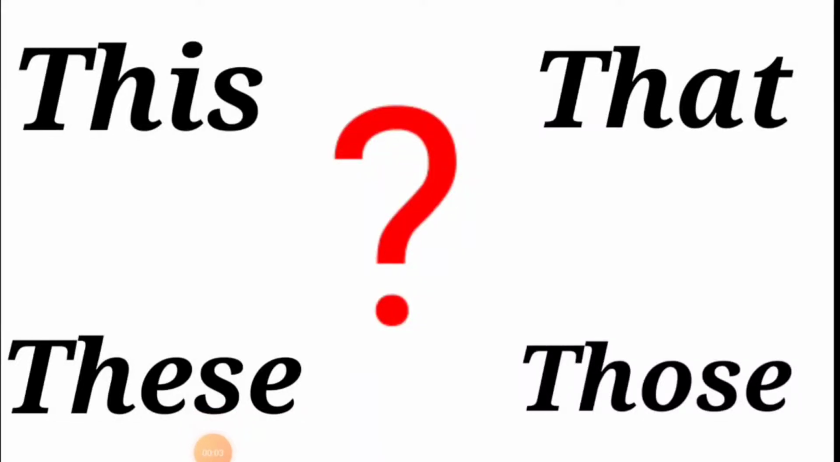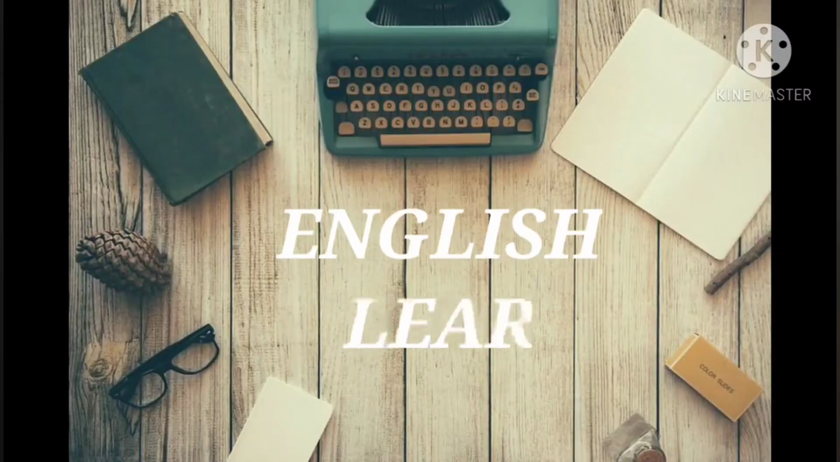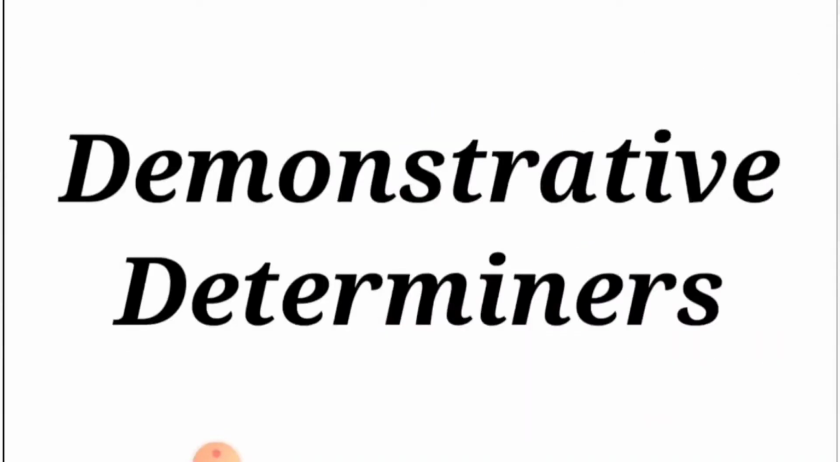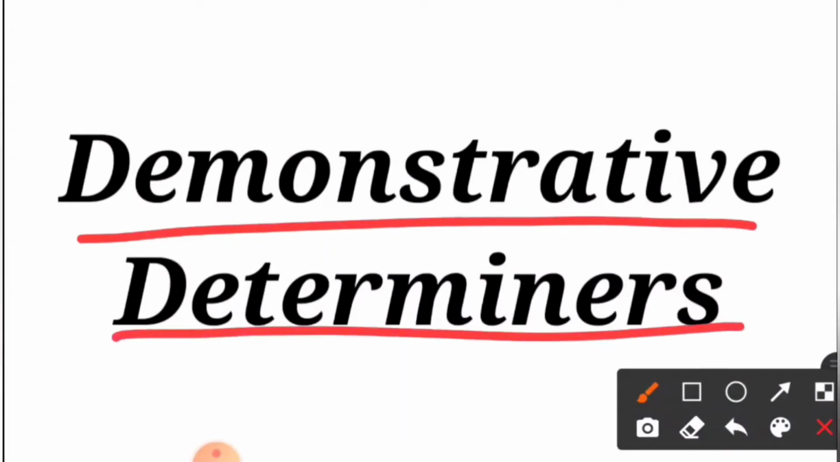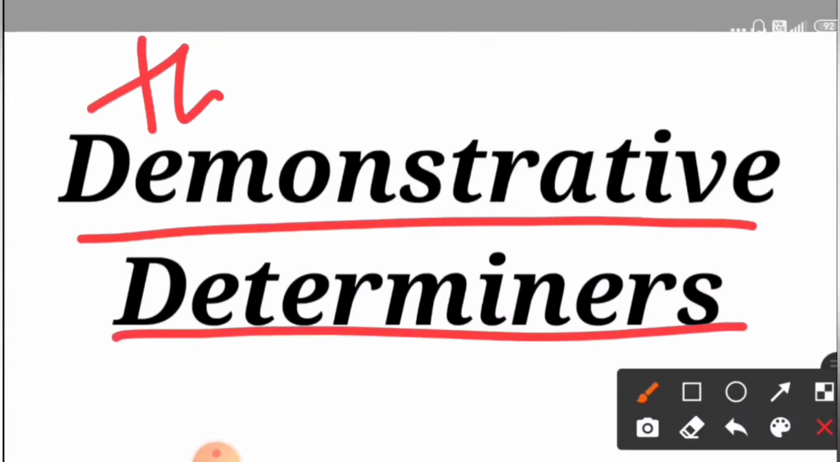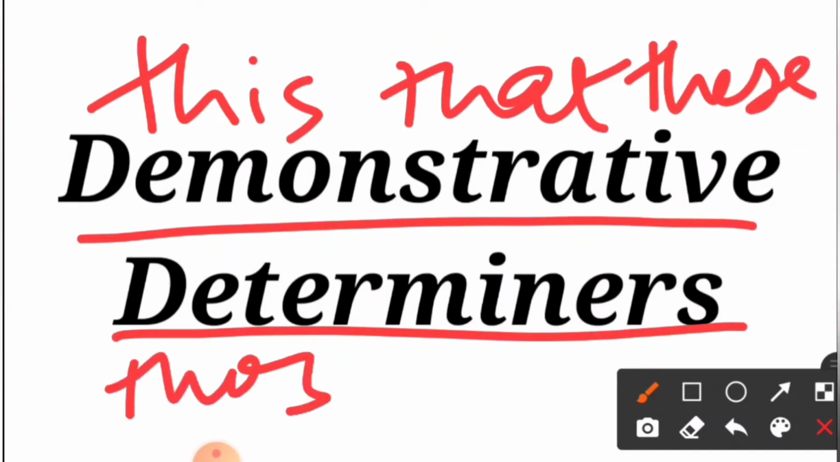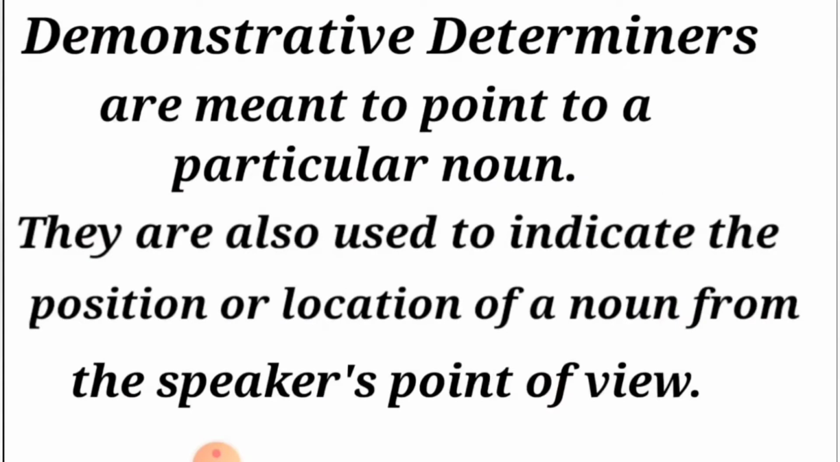In today's video, let us learn how to use words like this, that, these and those correctly, and what these words are called. So, without wasting much time, let's begin. These words are called demonstrative determiners. Words like this, that, these and those are called demonstrative determiners. Now let us find out what demonstrative determiners are in detail.